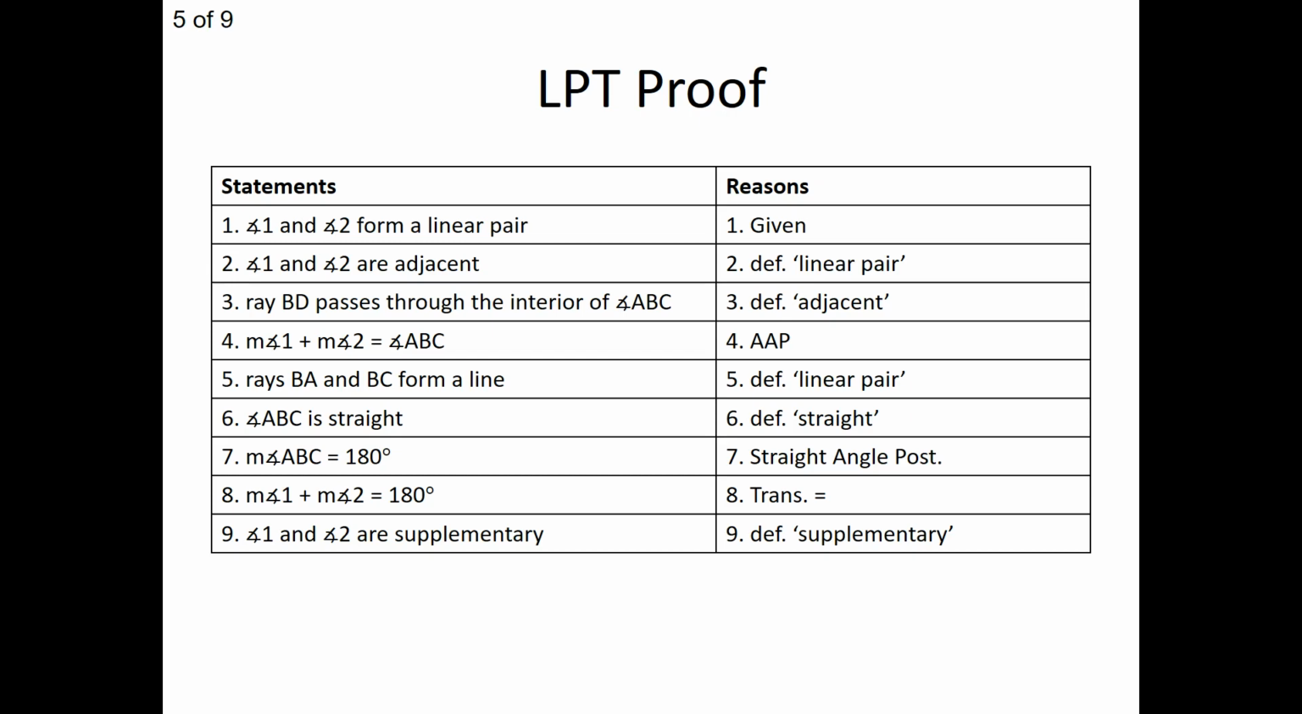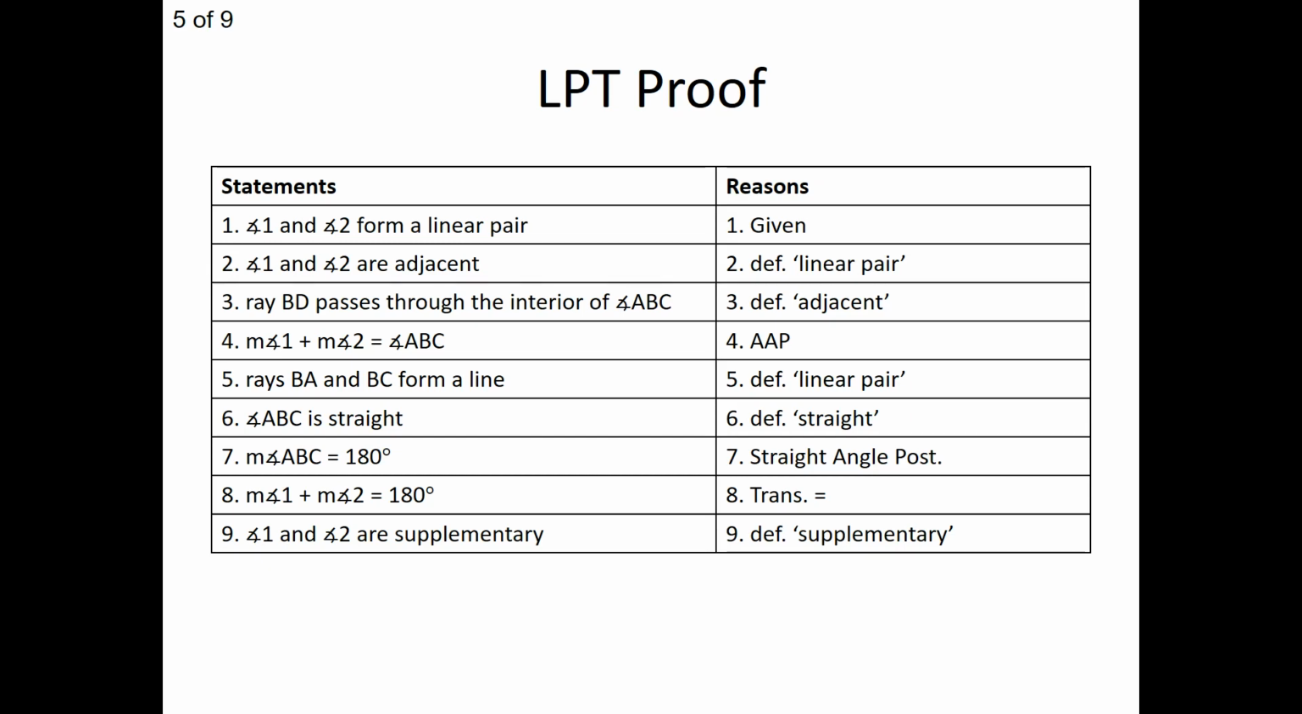Or in other words, the sum of the angles is equal to the whole, and the whole is equal to 180 degrees, which means by the transitivity property, we know that the measure of angle 1 plus the measure of angle 2 equals 180 degrees. What does that mean for our angles? If we have two angles that add to 180, we call them supplementary, and that's by the definition of supplementary.